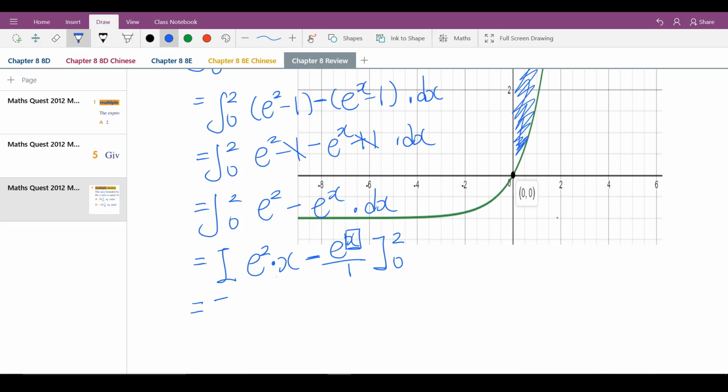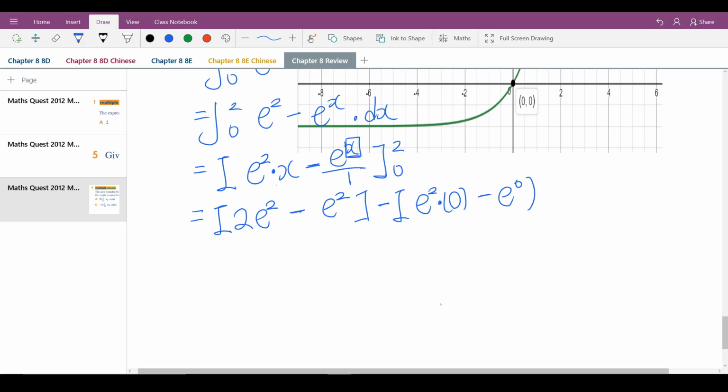We can set the numbers in now. It will be 2e^2, I'm just swapping the places a bit, so 2e^2 minus e to the power of 2, minus e^2 multiplied by 0, minus e to the 0. Now 2e^2 minus 1e^2 gives you 1e^2 left.